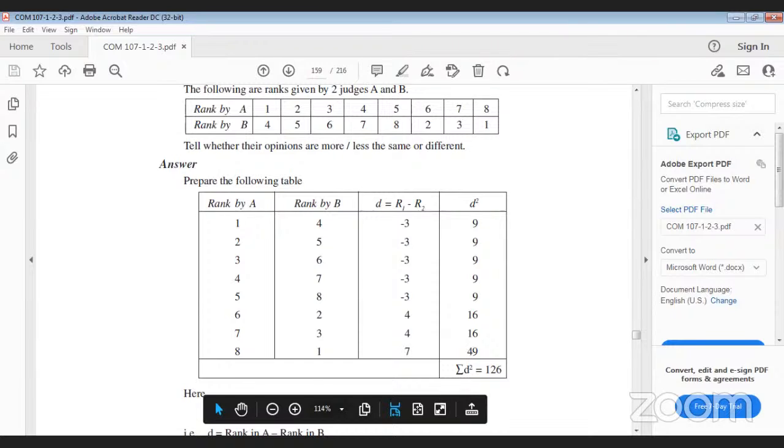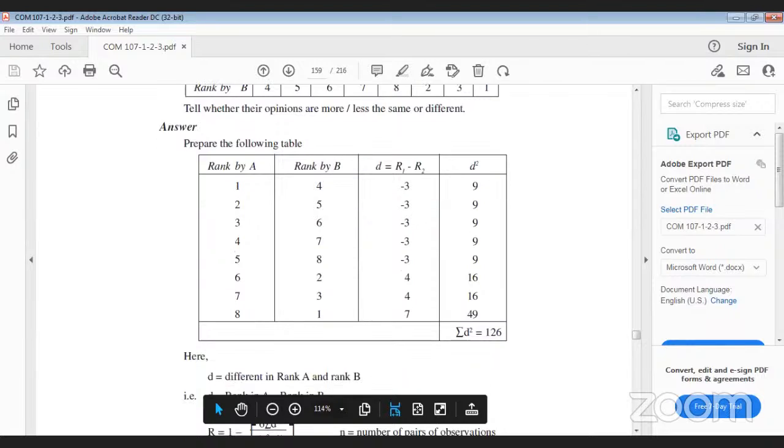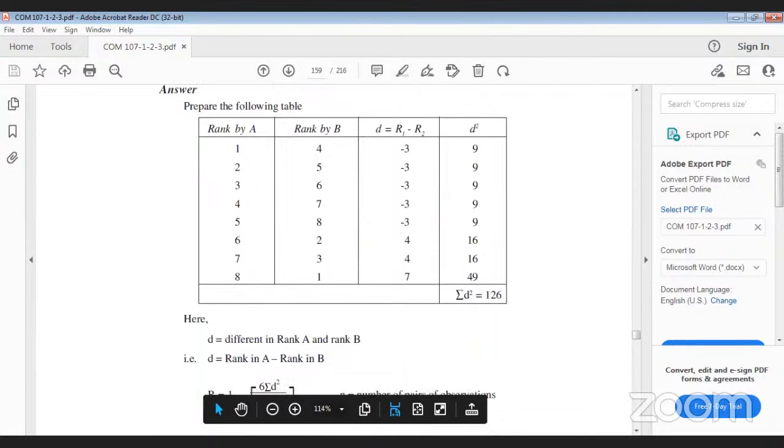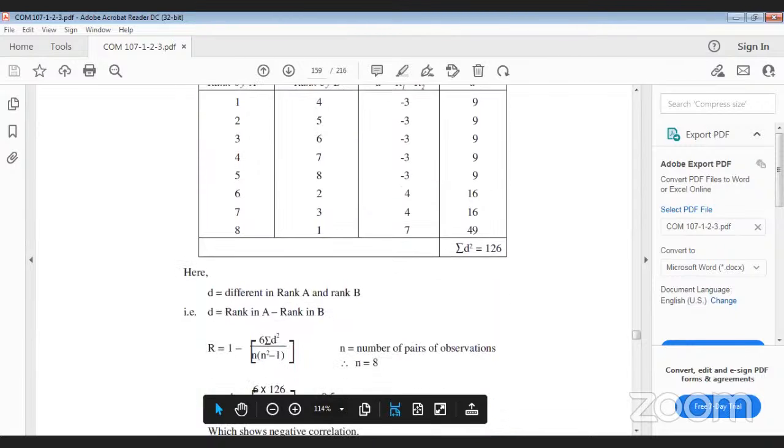4 square is 16 for 2 times, and 7 square is 49. Now there is a summation of this last column. It is denoted by the summation of d square, from 1 to 6 here. Now there is use of this formula. Here D is the difference in rank A and rank B, that is D is equal to rank A minus rank B, and we have to use Spearman's formula.